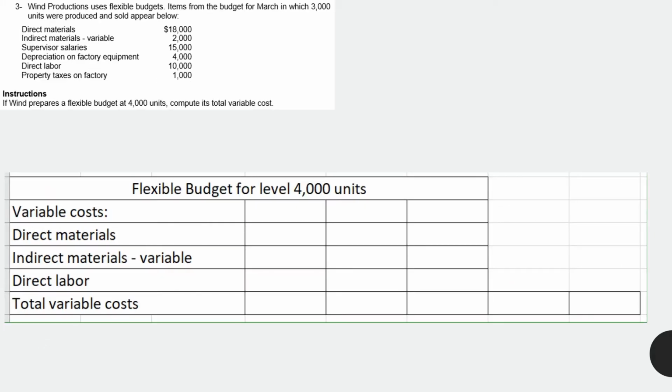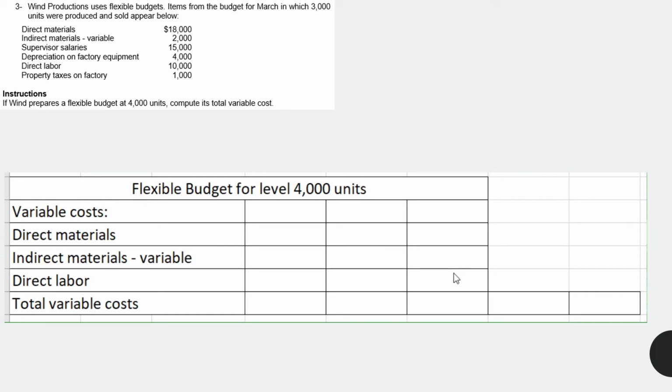Alright, for situation 3, we have Wind Production. They use a flexible budget, and they're giving us information from the budget for March in which 3,000 units were produced and sold, and appear below. We have direct materials, indirect materials, salaries, depreciation, direct labor, and property taxes. So that being said, it's asking for us the flexible budget component for 4,000 units.